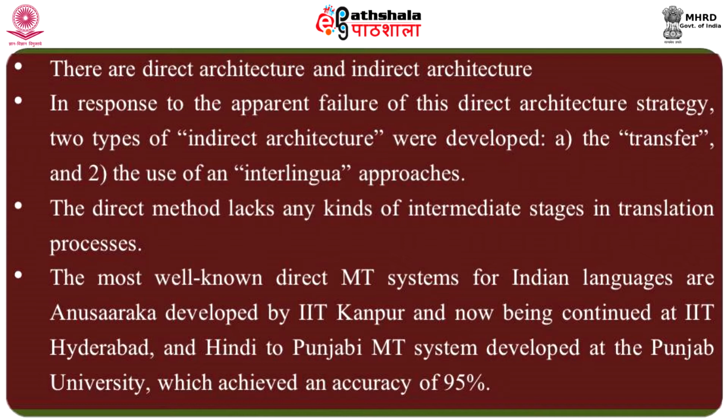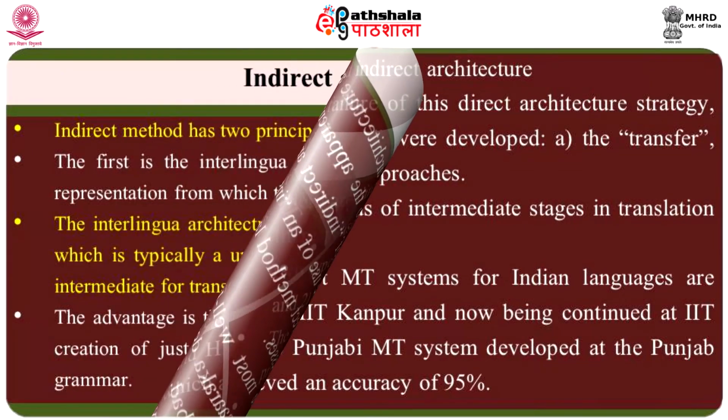The interlingua architecture converts words into an intermediate language, which is typically a universal language created for the system to use it as an intermediate for translation into more than one target language. It has an analyzer which produces the intermediate representation of the source language. The synthesizer takes over from the analyzer and produces target language sentences given by the analyzer.